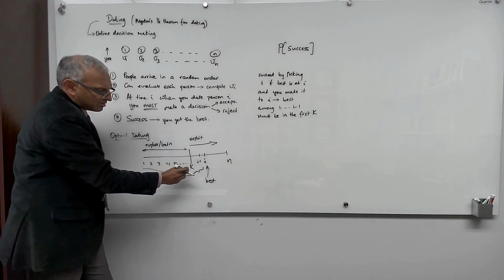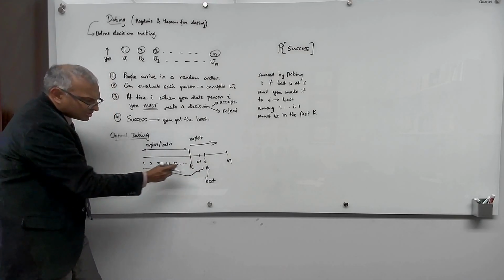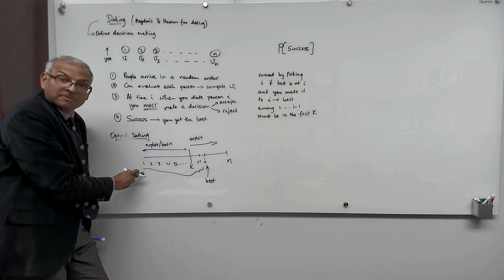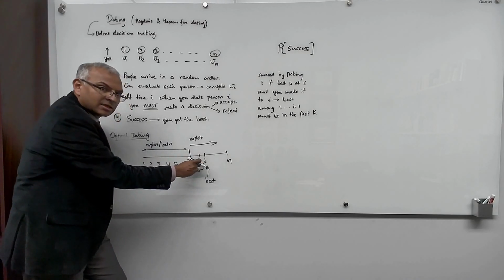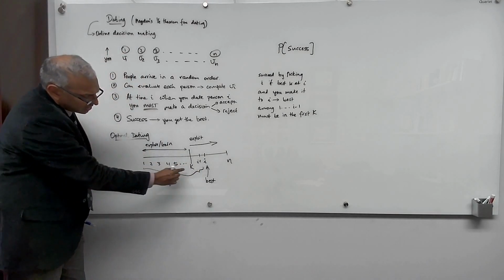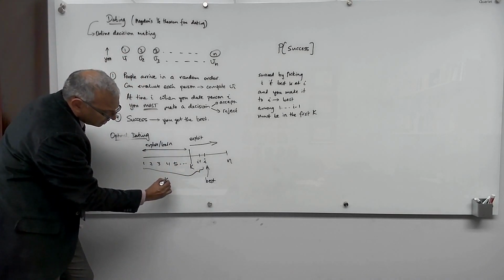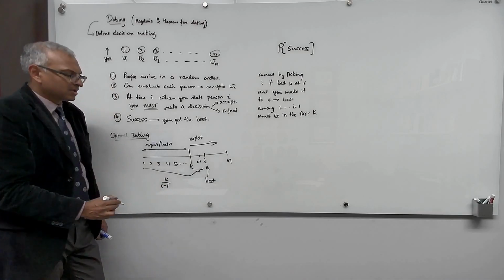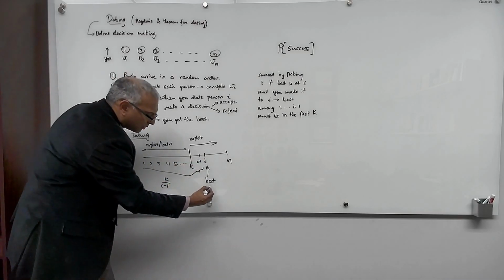So that means that the best among the first I-1 must be in the first K where you weren't allowed to pick. And then you made it to I, and then also I happens to be the best. So the best among the first I-1 is in the first K. That happens with probability K over I-1. And the chances that the best is at I is 1 over I.